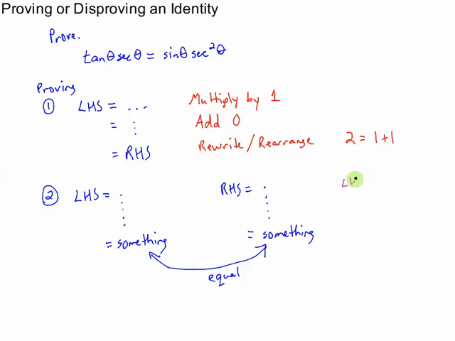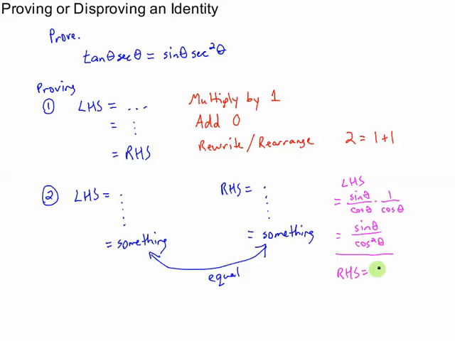The left-hand side, if we rewrite it, you could say tangent is sine of theta over cosine of theta. Secant is 1 over cosine of theta. If you multiply those, you get sine of theta over cosine squared of theta, which is not the right-hand side. This does not look like the right-hand side, but I don't see what else I could do with this, so I'll stop there. Then I'll work on the right-hand side separately.